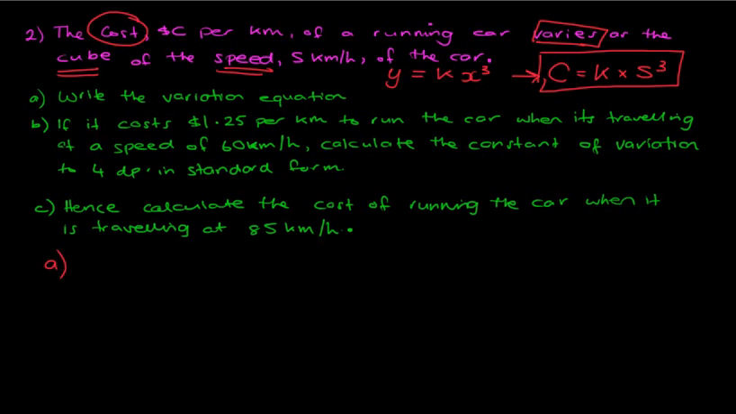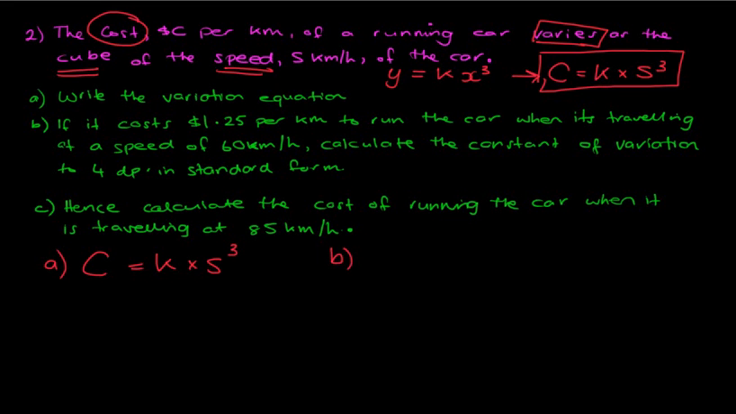The y equals kx cubed, but we're putting in the letters that they've used. So we've actually already found it. C equals k times s cubed. You can even put just ks cubed if you want. So that's actually all we can do for the variation equation, because we don't know what that value of k is going to be. We haven't been given any values to start off with. So that more than likely means in question B, they're going to give us those values. So let's have a look.